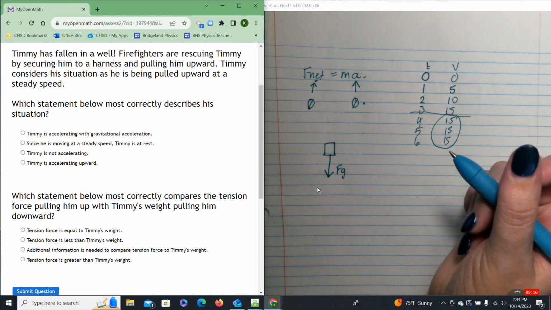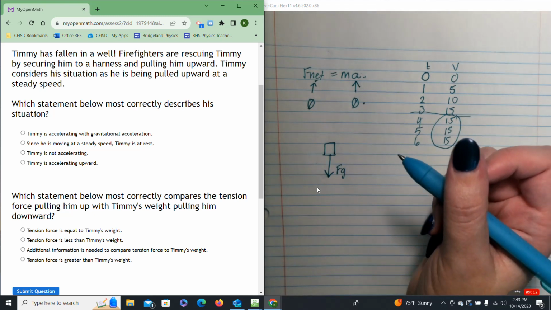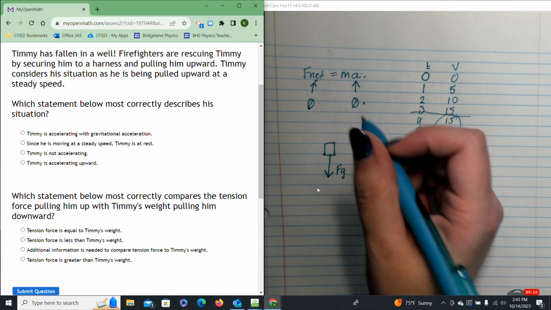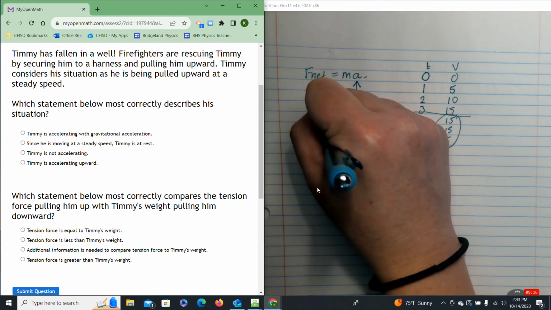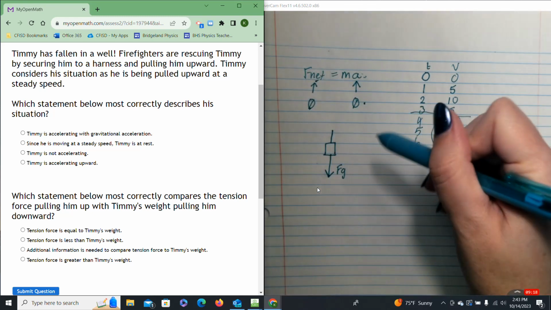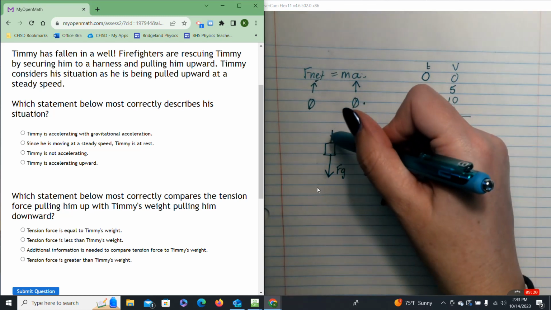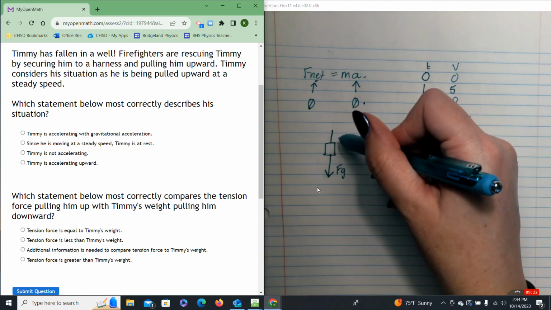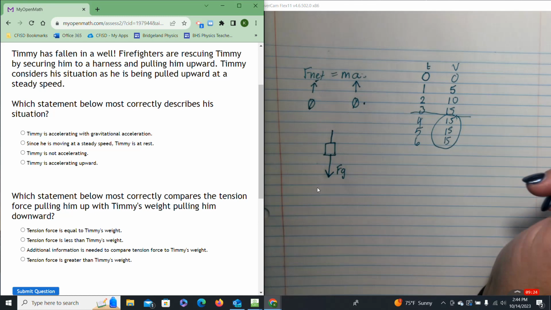However, he is being pulled upward. He has a harness, he's attached to a rope, and so I know that there is a force of tension upward. Before I finish drawing this vector though, I need to think about how long to draw it. Should it be shorter, longer, or the same length?